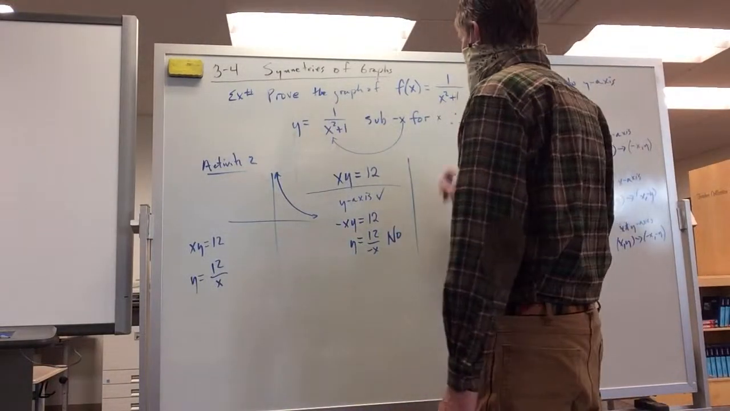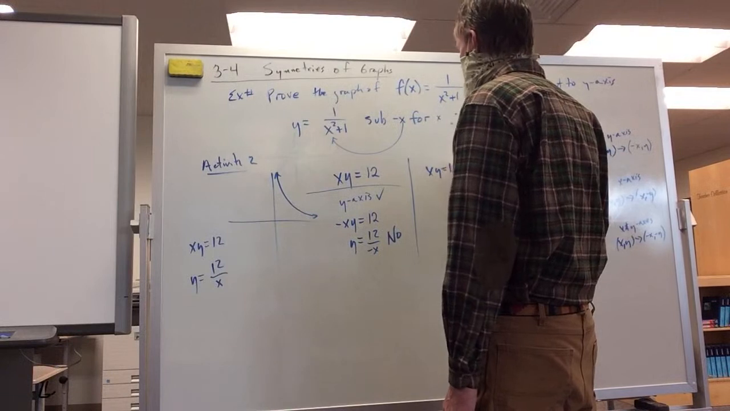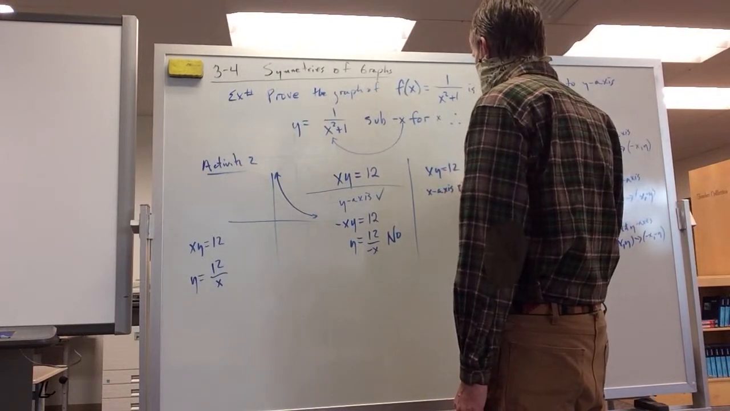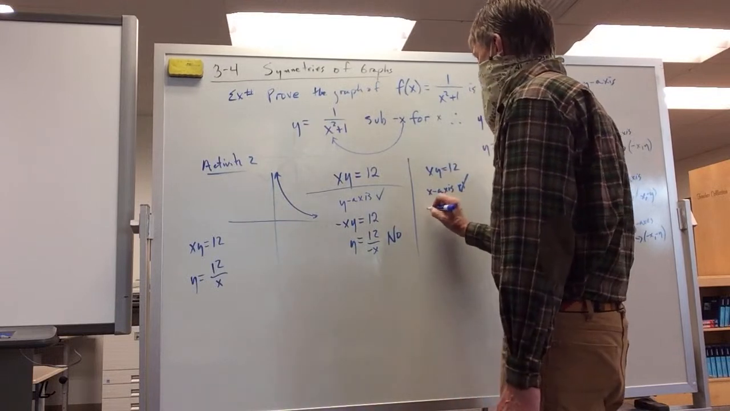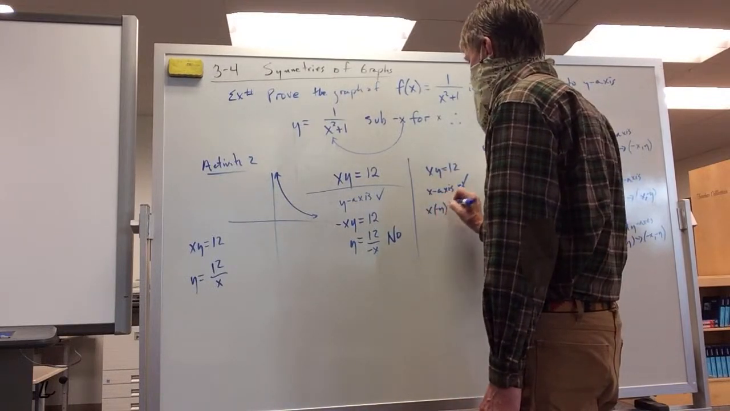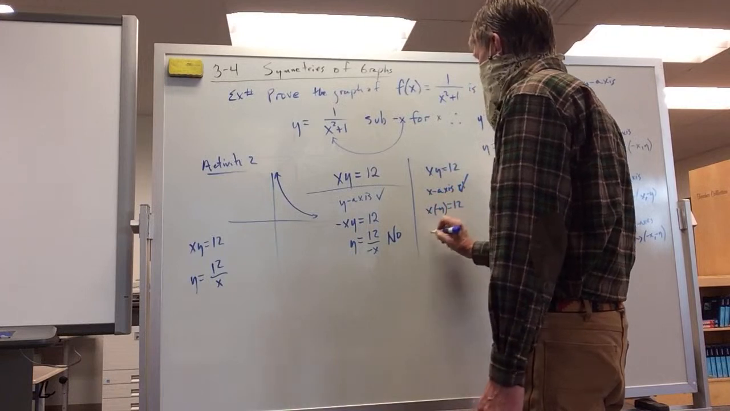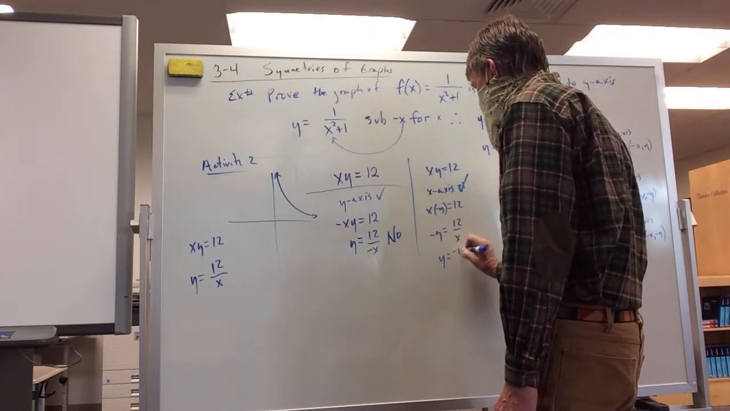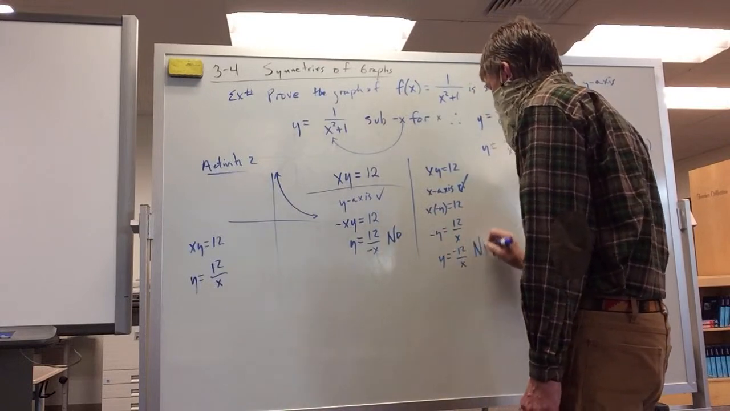So we start with xy is equal to 12. We're gonna do an x-axis check. So now we want to say x times negative y is equal to 12. And then we say, well, negative y is equal to 12 over x, y is equal to negative 12 over x, and the answer is no.